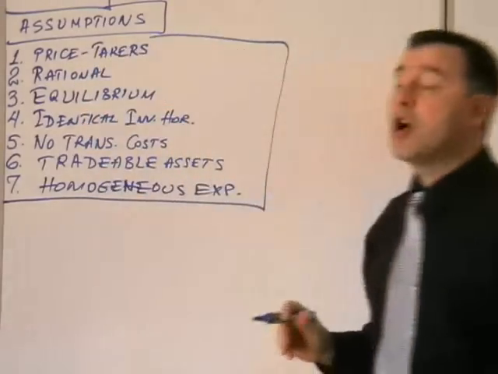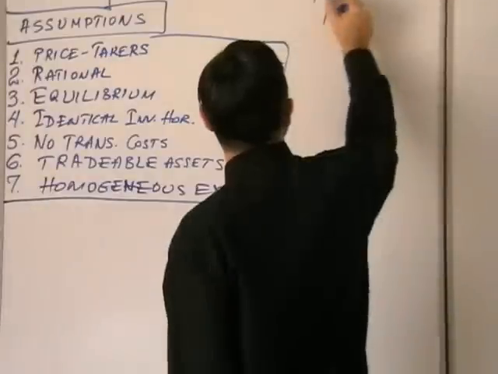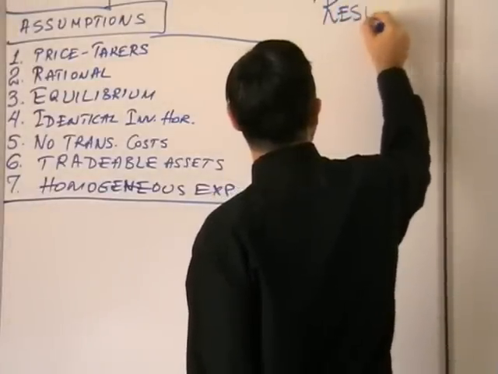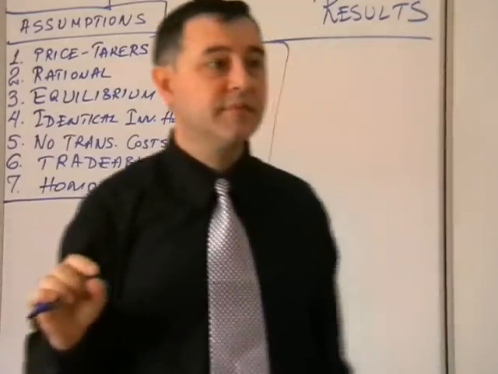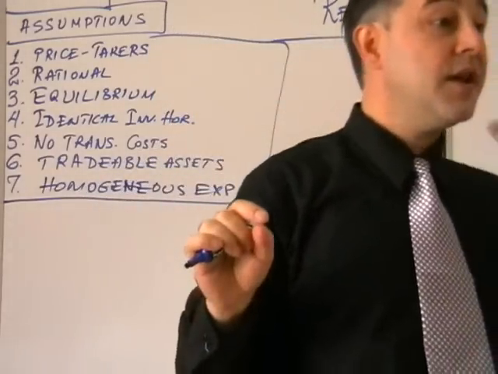Now we go through the results. So we should exclude efficient portfolio from the assumptions? Yeah, because it was written there. Well, maybe I made a mistake.